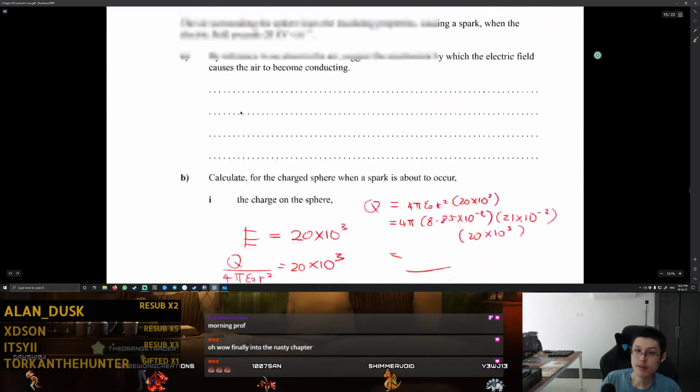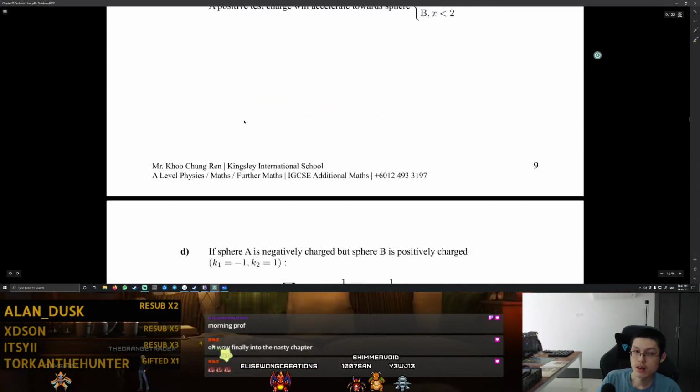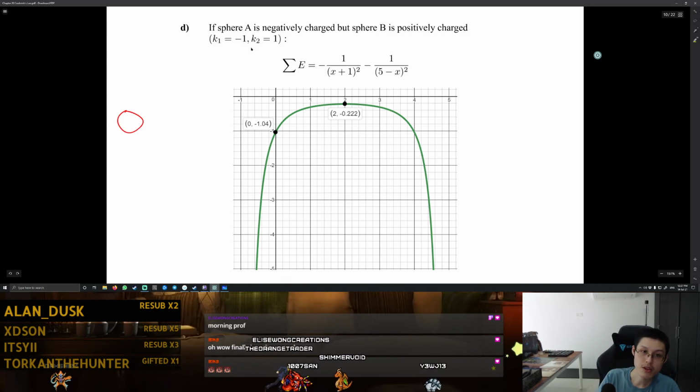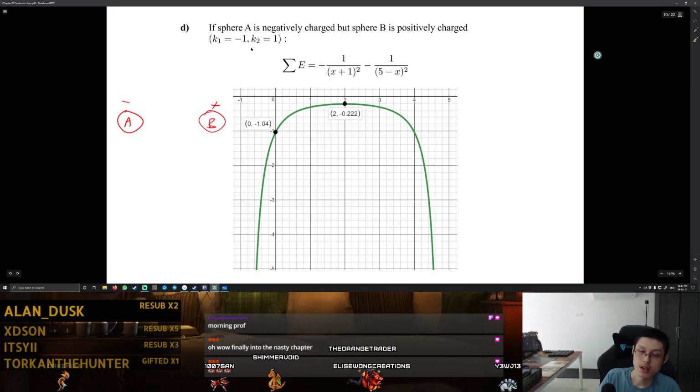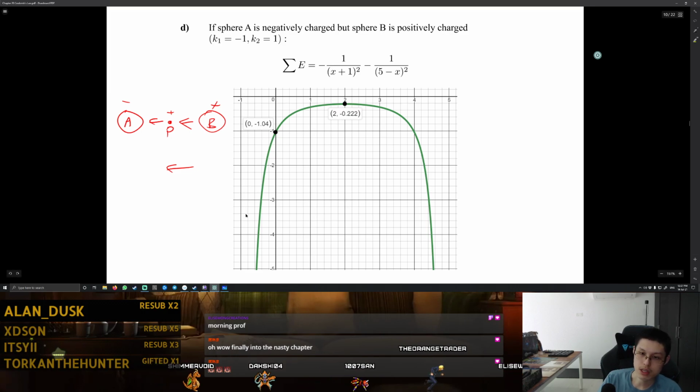All right, let's go back and cover the rest of these questions. There. So we have one more scenario. If you have two spheres, and sphere A is negatively charged, but sphere B is positively charged, what happens? If we put a positive test charge here, it's going to experience a force to the left, like so. So at any point in time, it's always going to experience a force to the left, which means your resultant electric field strength must be negative at all times. And as you can see from the graph here, it is always negative.